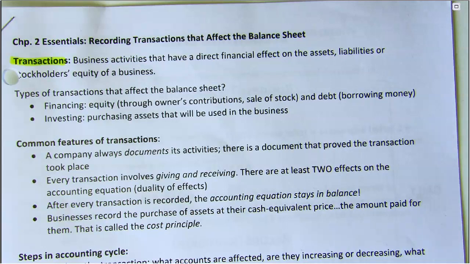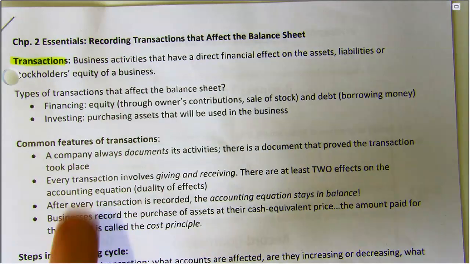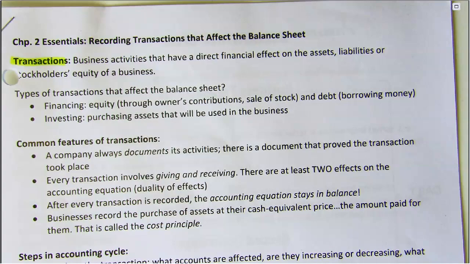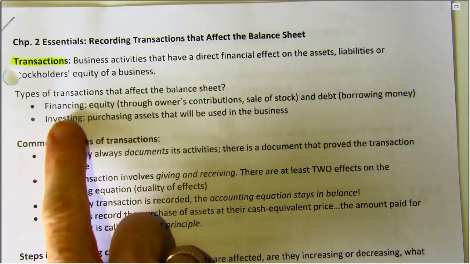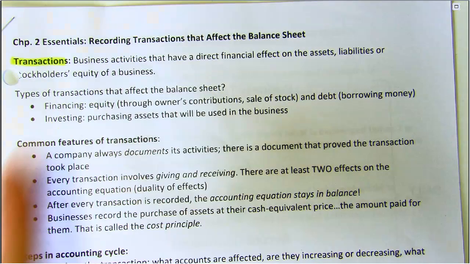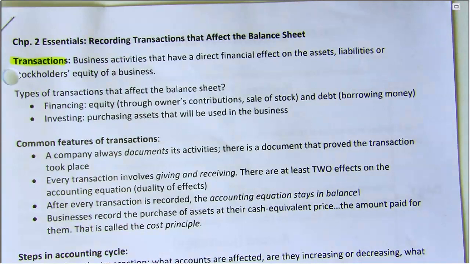When we begin a business, we need money to invest in buying property or equipment. In other words, assets that will be used in the business. We call those investing activities. If we have not yet begun operations, how can we get that money? Well, there's basically 2 ways of financing the purchase of those assets: through equity or through debt. Equity financing involves contributions of the owners.